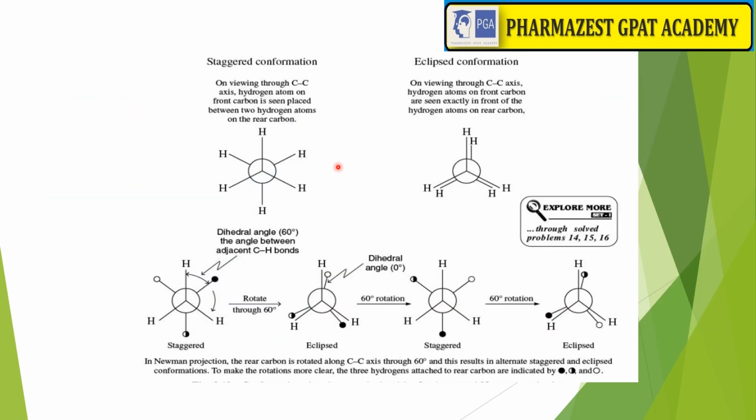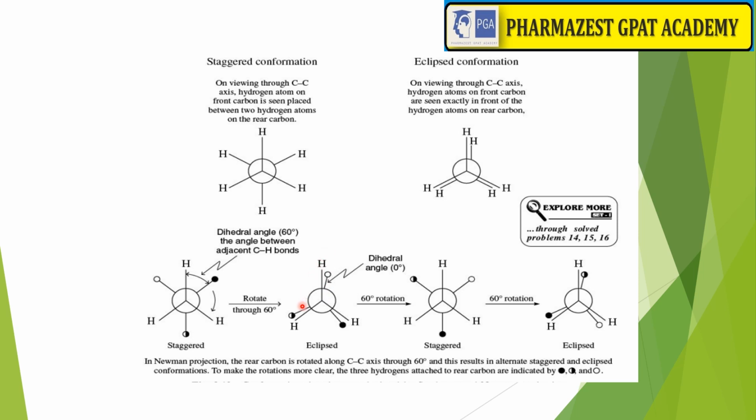Here, see, this is the staggered conformation, and this is the eclipsed conformation. The circle is the rear carbon. This is the front carbon, and the circle represents the rear carbon. Here, the hydrogens are attached. This is the staggered form. Whereas, if it rotates by 60 degrees, this hydrogen will move, and here, see, there is a very minimum distance between the hydrogens on the first carbon and the hydrogens on the second carbon.